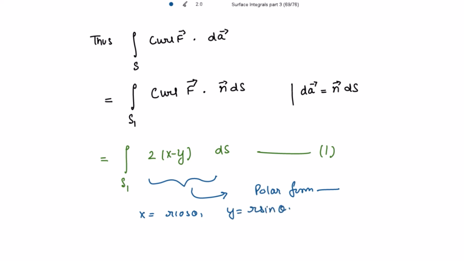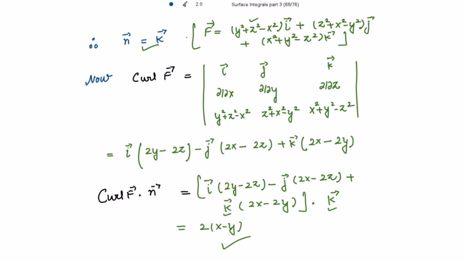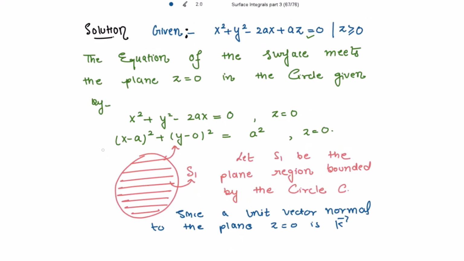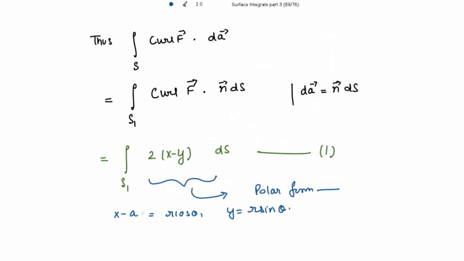That is very fine. But I'm also having the equation of the circle from here: x minus a whole square plus y square equal to a square, right? Because I want to use this equation, therefore I'm going to put x minus a to be equal to r cos theta. That doesn't matter, right? And y as it is, r sin theta. Is it okay? Fine? Okay.